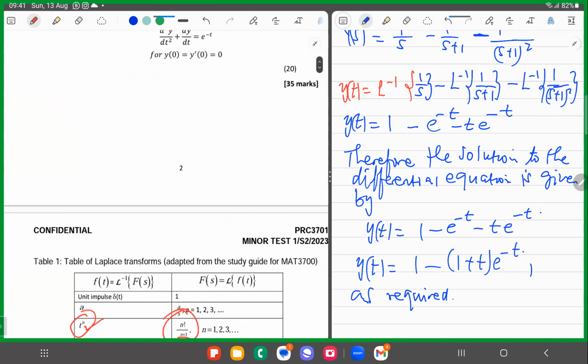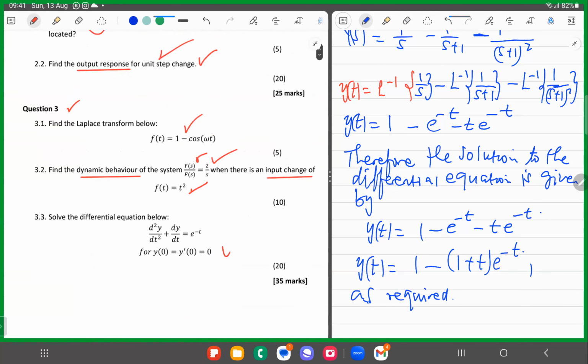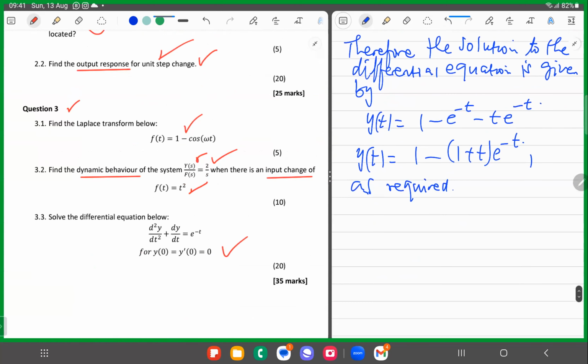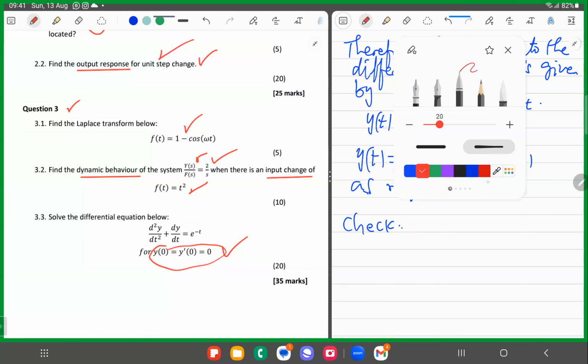So we have been able to solve this differential equation. Now you can check your differential equation and whether it's a very, very accurate answer by using, for instance, the initial values. Right, we can do a quick check.